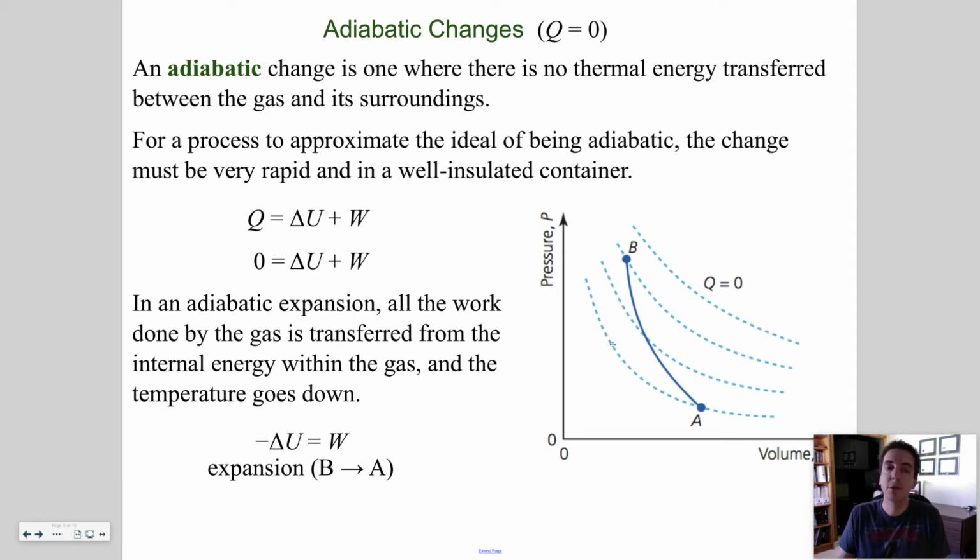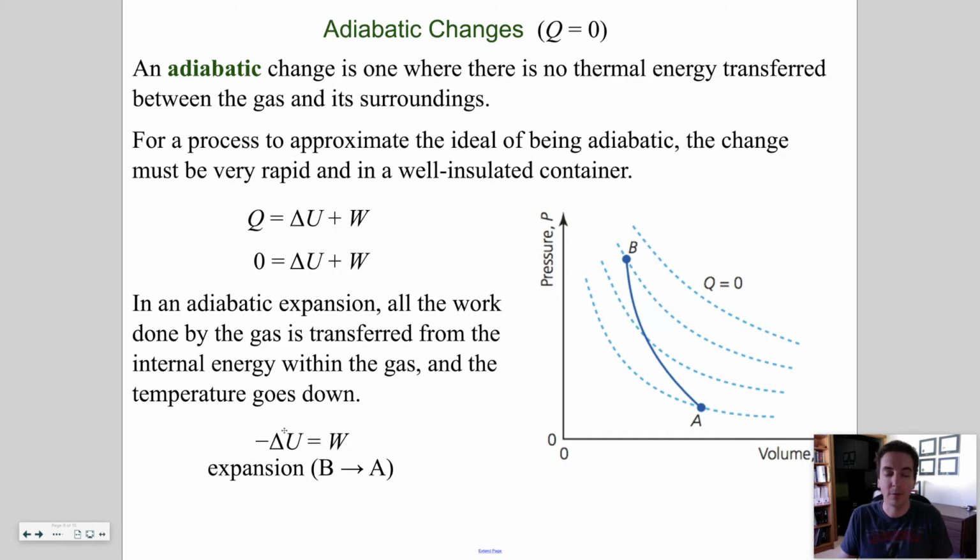In this type of change, there is no thermal energy transferred between the gas and its surroundings. For a process to approximate the ideal of being adiabatic, the change must be very rapid and in a very well-insulated container. So you've got 0 for an increase or decrease in thermal energy. In an adiabatic expansion, all the work done by the gas is transferred from the internal energy within the gas, and the temperature then goes down.